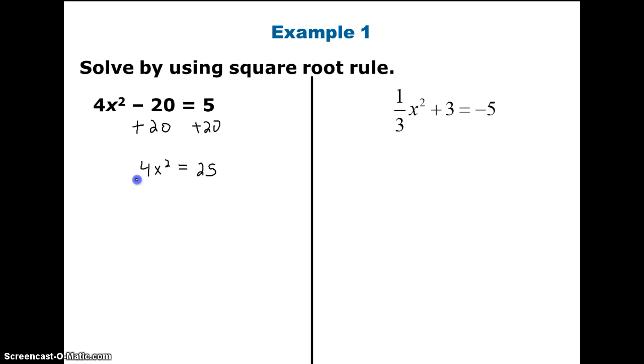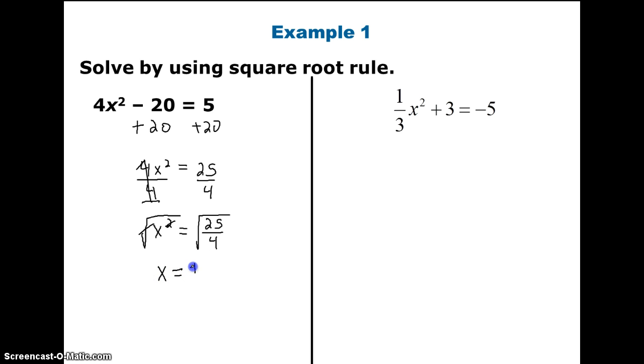x squared is not by itself, so we're going to divide by 4. This turns into a 1. So x squared equals, and we cannot simplify the fraction, so we have 25 over 4. Now the big idea for the square root rule: here's the squared. To cancel the squared, because we want x by itself, you just take the square root. Whatever you do to one side, you do to the other side. When you take the square root, the square root and the squared cancel.